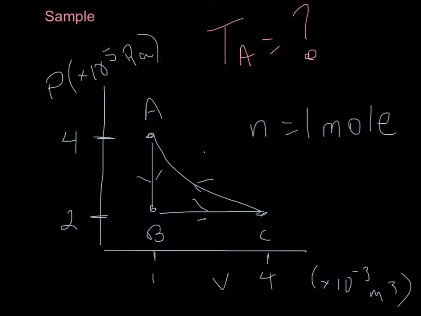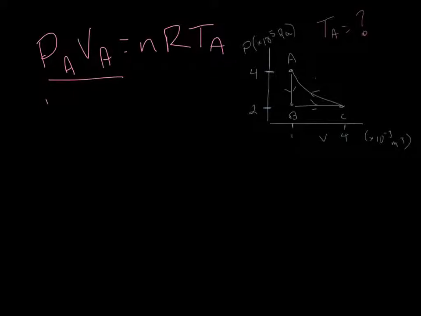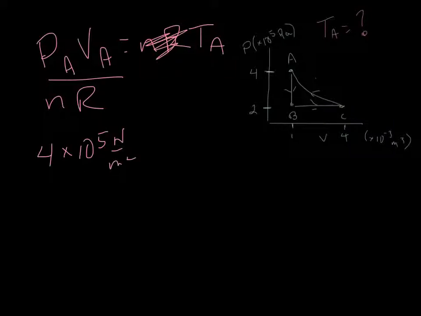PV = nRT. So now, PA times VA is equal to n times R times TA, so divide both sides by n and R. PA is 4 times 10 to the 5th newtons per meter squared. Remember, that's what a Pascal is. Times the volume of A, which is 1 times 10 to the negative 3rd cubic meters. That's actually a liter.